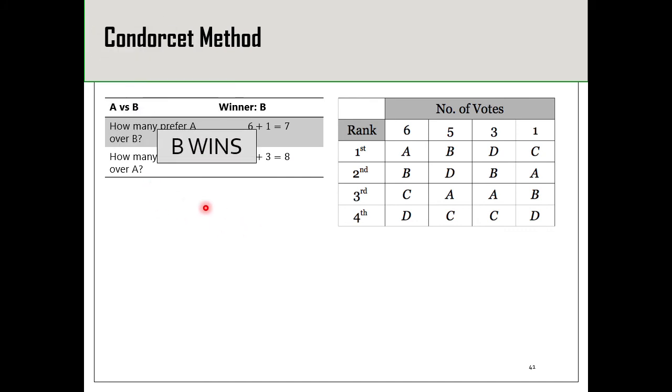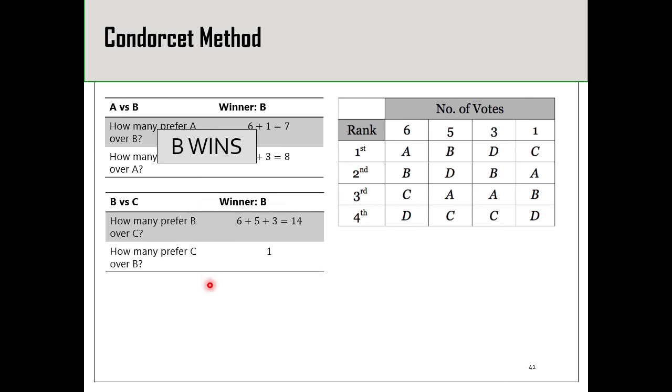Now let's pair B with another candidate, C. Now how many people prefer B over C? So we have 6 plus 5 plus 3. They put B above C. So that's a total of 14. How about the number of people that prefer C over B? So you have 1, putting C above B. So in this case, the winner of this battle is B.